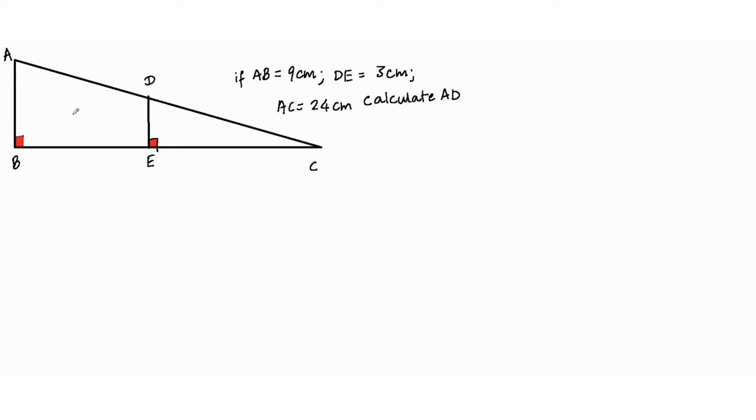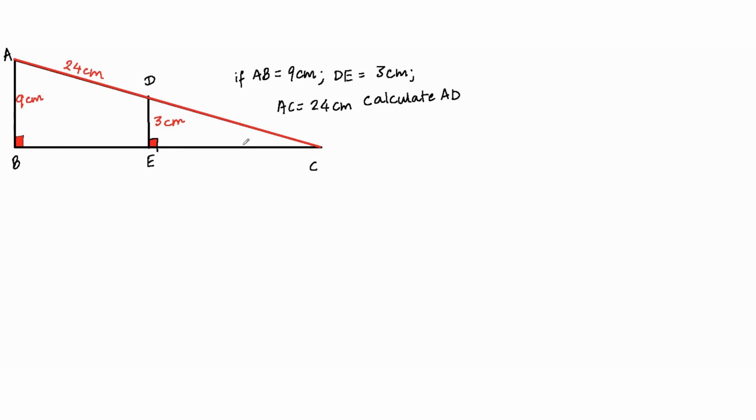AB is 9. So let us write down the measurements. AB is 9 centimeters. Then DE is 3 centimeters. And the length of AC is given as 24 centimeters. So this whole length AC is given as 24 centimeters. We have to find the length of AD, right?